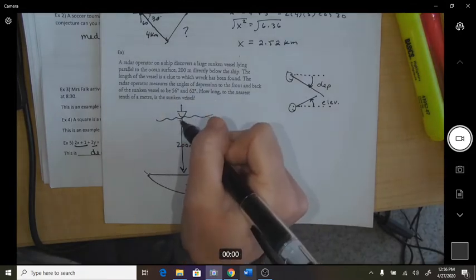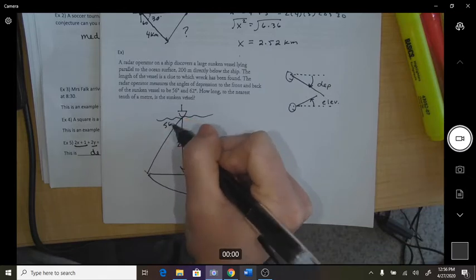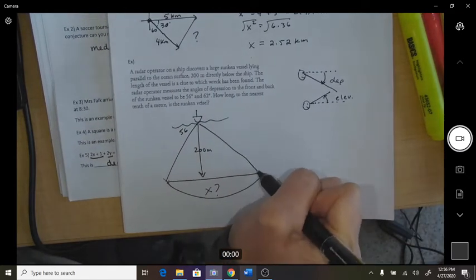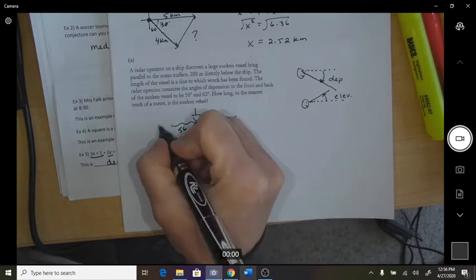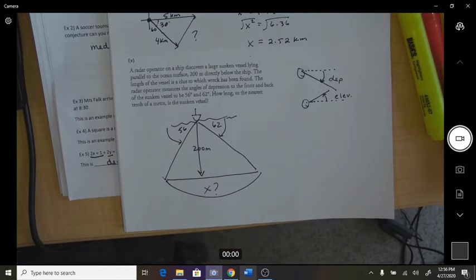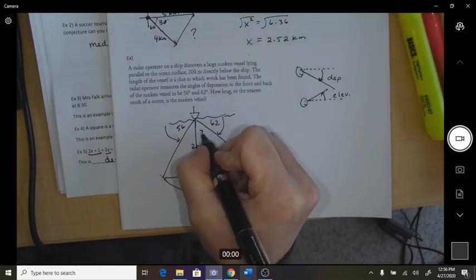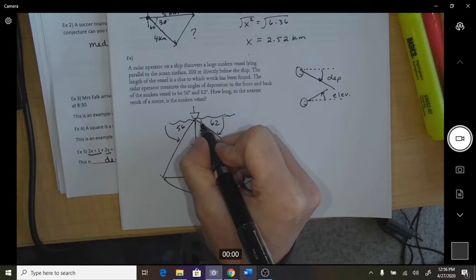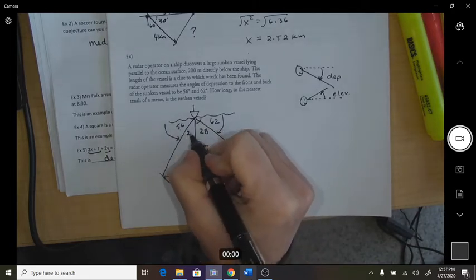So the angle of depression to the front and back, 56 and 62. Okay, that's an angle of depression. Figure out that. Okay, so I would know this is 28 because these two will make 90 degrees, and I would know this is 21.